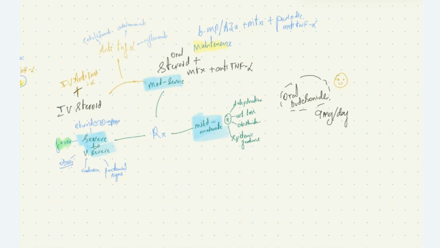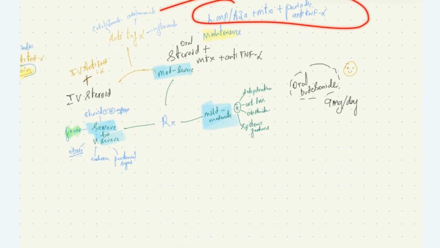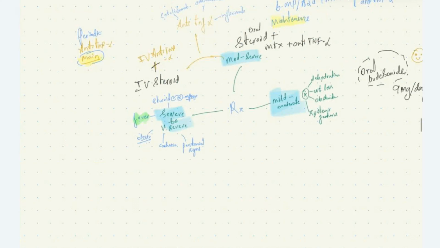See, in moderate to severe disease, we are giving 3 drugs during management of relapse, followed by 3 drugs in maintenance. In severe to very severe disease, we give IV steroids, and also IV anti-TNF alpha agents like certolizumab, adalimumab, and infliximab. For maintenance, only periodic anti-TNF alpha agents are sufficient in these patients.